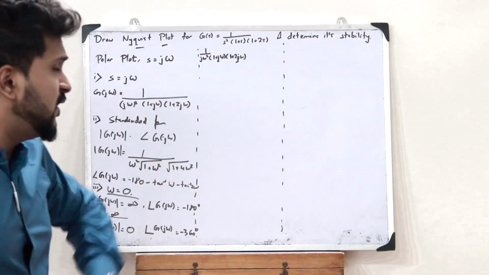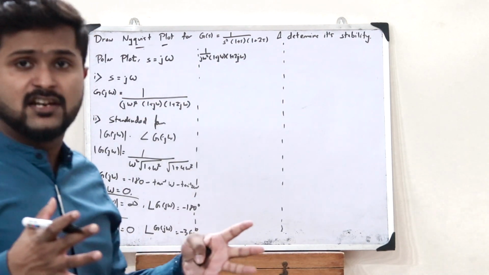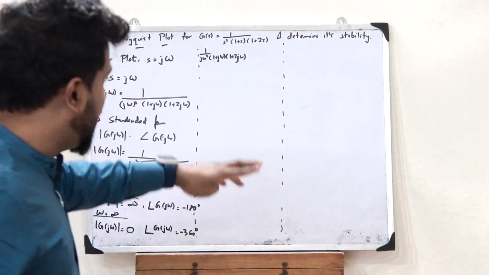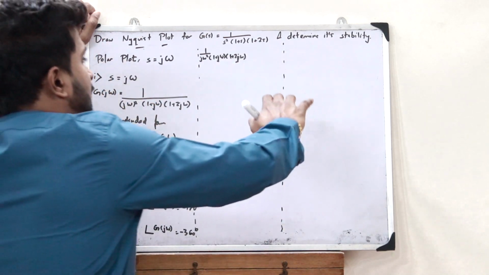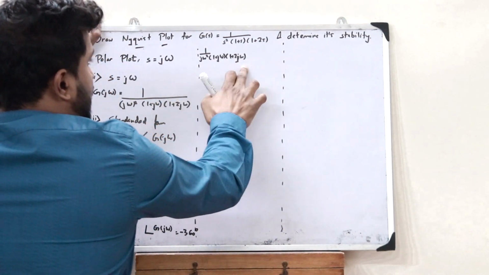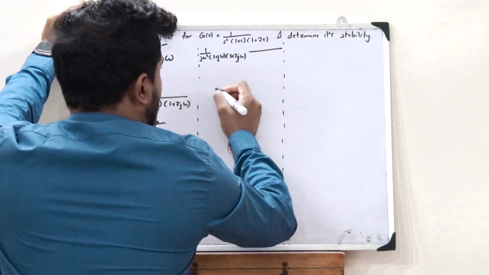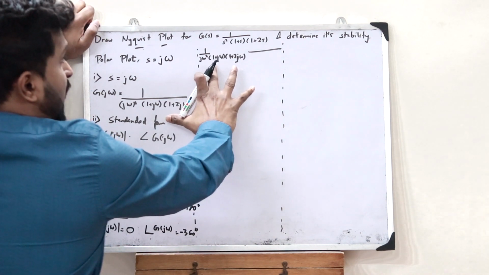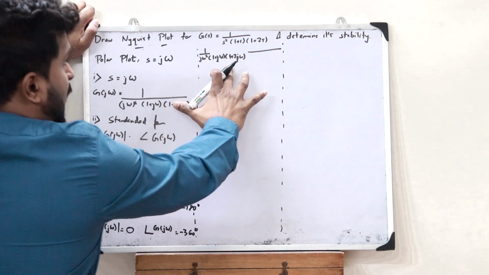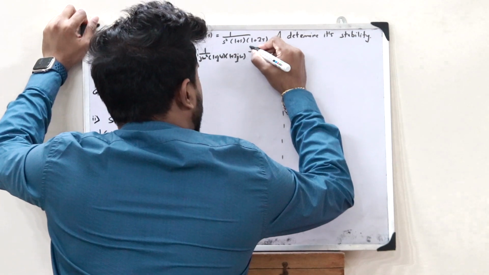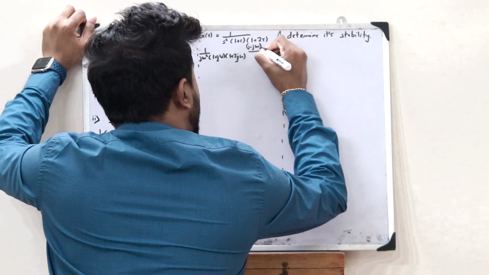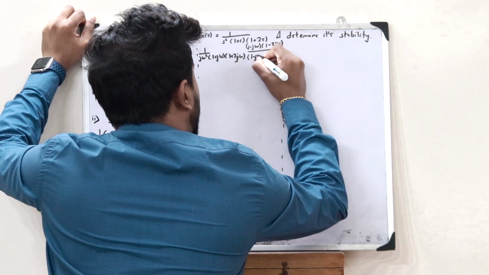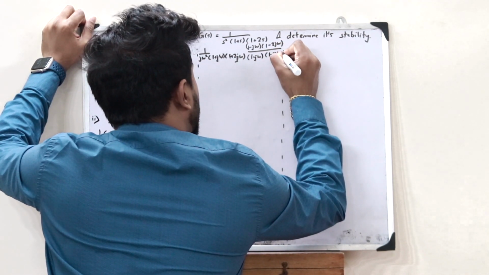So here, in order to convert this into two parts, which is the real part and the imaginary part, we have to multiply this with the complex conjugate of the denominator. So if we have to multiply and divide this by the complex conjugate of the denominator, this is (1 plus jω) and (1 plus 2jω). So the complex conjugate is (1 minus jω) and (1 minus 2jω). We have to divide by it as well: (1 minus jω), (1 minus 2jω).